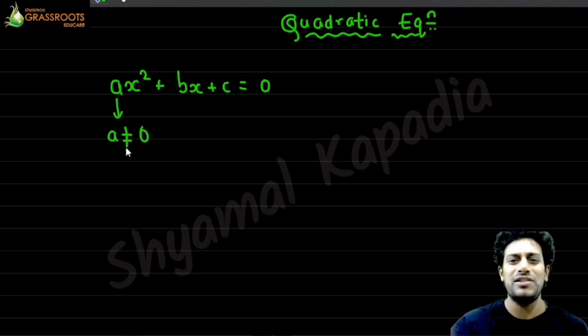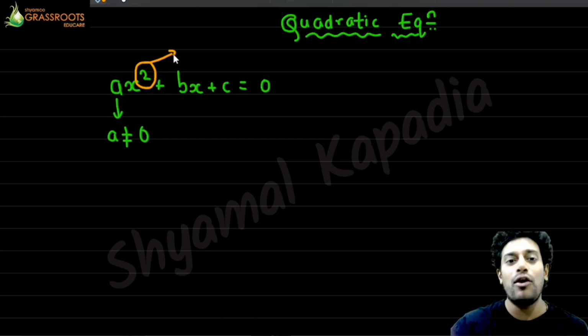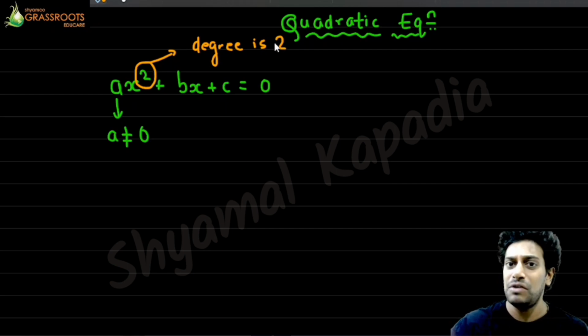However, I don't want all these things. This is just a bit more higher level, I would rather say. But just remember one thing, that if you have the maximum power of x, the maximum degree of x as 2, this is what we call a degree, or you can also call it power. If the maximum degree is 2, and if a is not equal to 0, I will say that it is a quadratic equation.